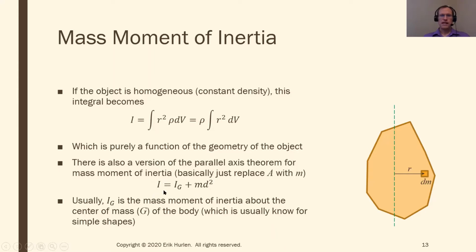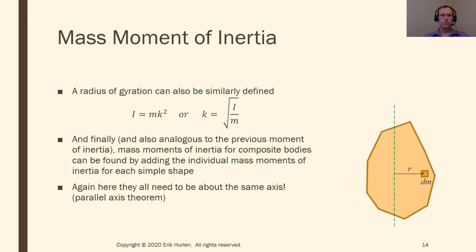A new mass moment of inertia is the old centroidal, but in this case, instead of centroidal, it's center of mass, because it's not geometric centroid, it's center of mass. And then instead of area, I have mass, because that's what I need there. And then again, d squared, the distance squared that I move my axis. So everything is very analogous to what we've seen before. I can have a radius of gyration, very similar, but instead of area, it's mass. So I equals mass times k squared, k being the radius of gyration.